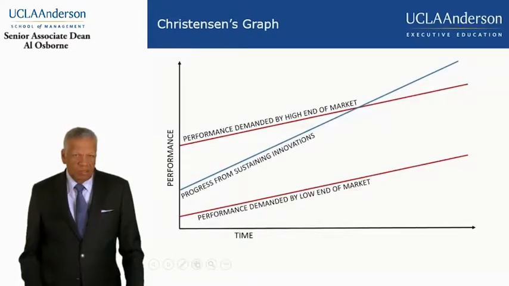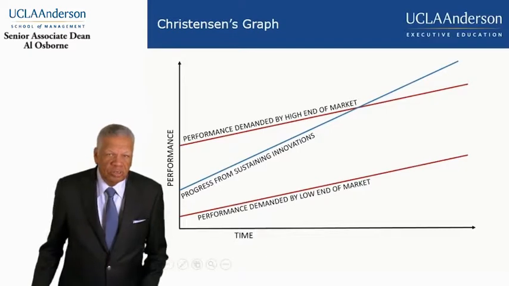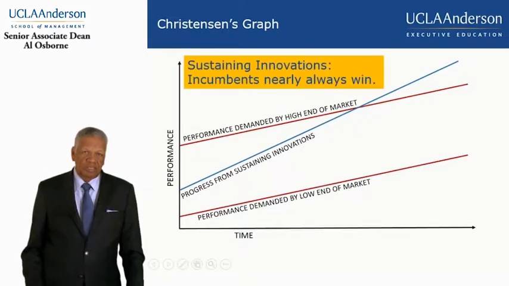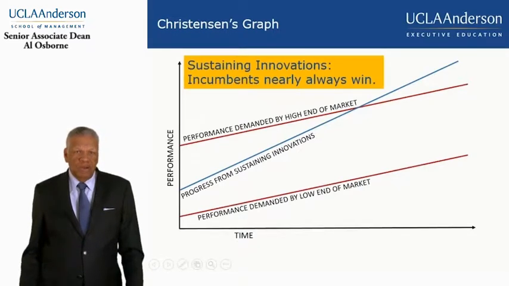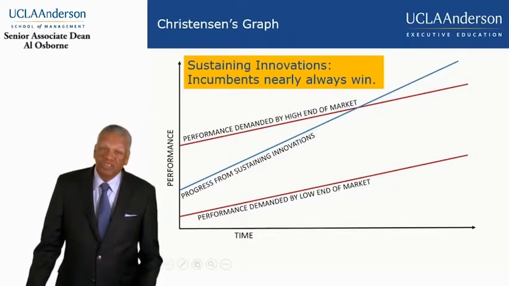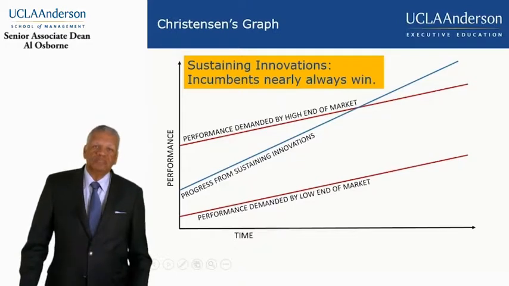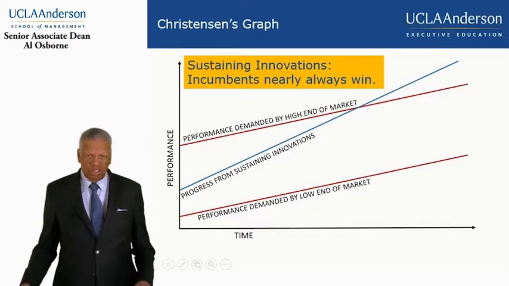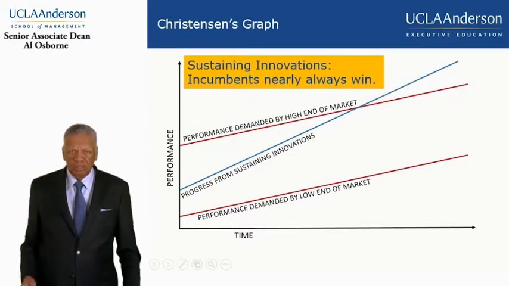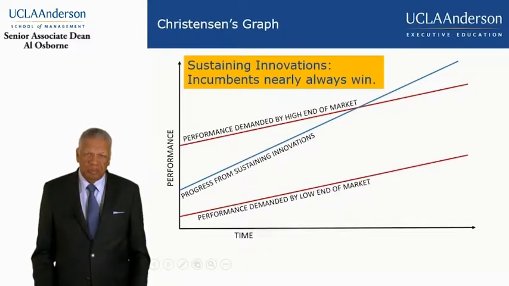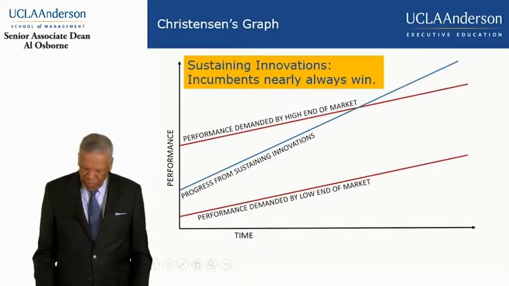Now, progress from sustaining innovations with the performance demanded is described by this blue line. And progress, therefore, requires incumbents to continue to develop and innovate. We've called these sustaining innovations. And in a market in which incumbents understand what's going on at the high end of the market, they're able to therefore sustain their innovations and meet the demands of performance required by their best customers.